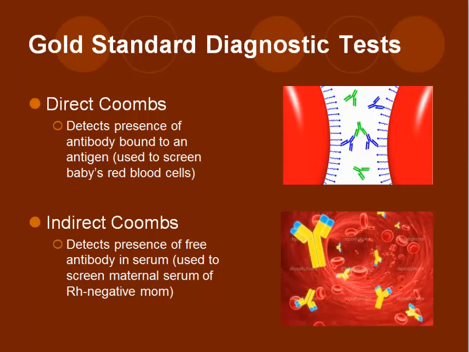The second test is the indirect Coombs. This test detects antibody that is floating freely in the serum. An indirect Coombs would be ordered on the mom to see if she's making antibody to the Rh antigen. The antibody would be free in her serum, waiting to attack fetal red blood cells when it has the chance.